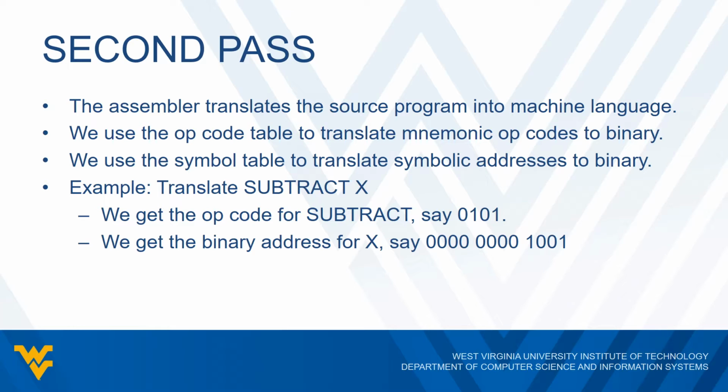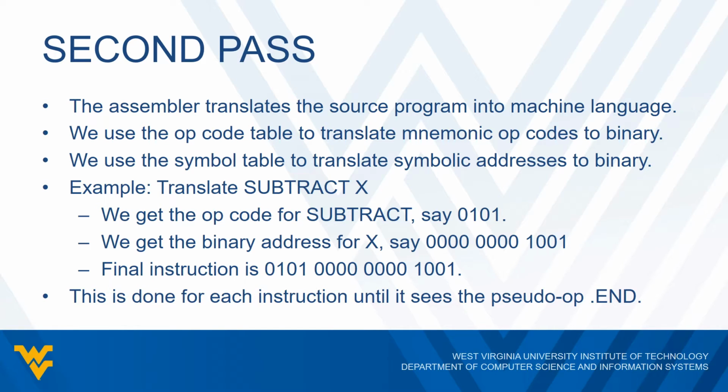After these 2 steps, the assembler will produce the 16-bit instruction. We're basically combining the opcode binary number and the address binary, so we get 0101000000001001 as our final instruction. And this is the correct machine language equivalent of the assembly language statement subtract X. When it's done with one instruction, the assembler is going to move on to the next and translate it in the same fashion. This simply continues until it sees the pseudo-op .end, which will terminate the translation.